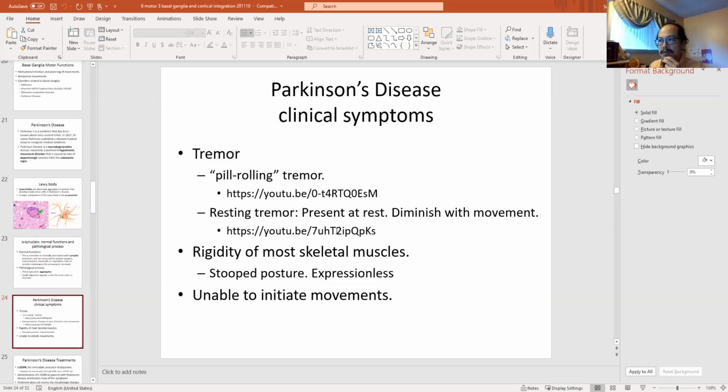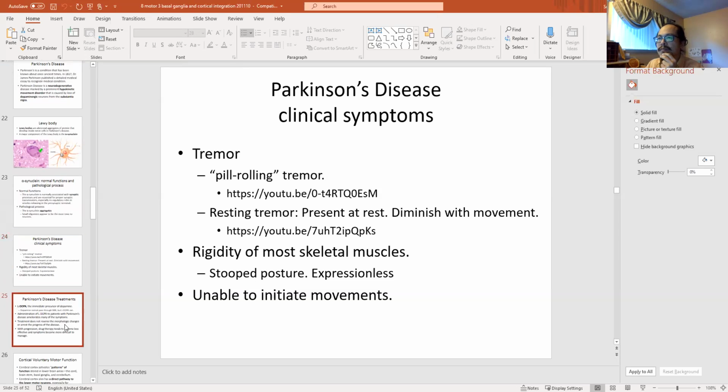But in a later state, the patient will have difficulty initiating movement. There is rigidity in most skeletal muscles, making it difficult to initiate movement, and the patient is unable to initiate movement. The tremor is also called pill-rolling tremor. You can look at the video here to see what it looks like.